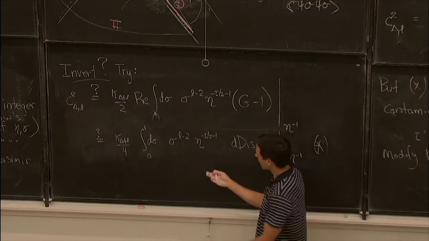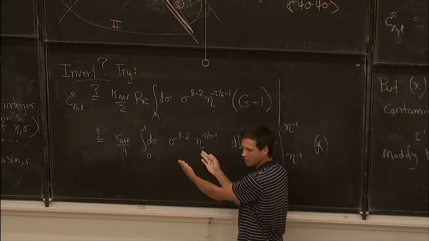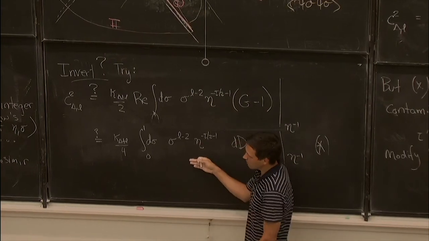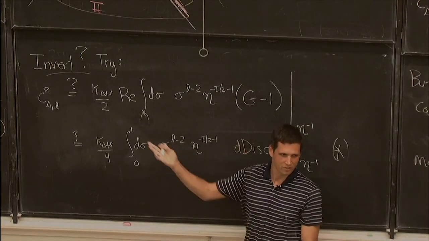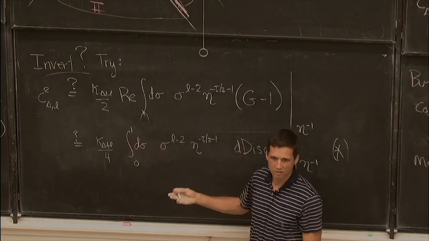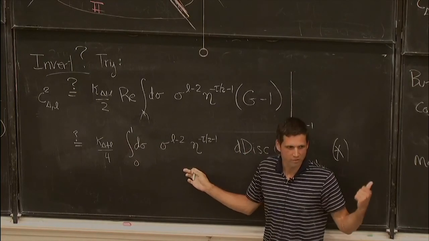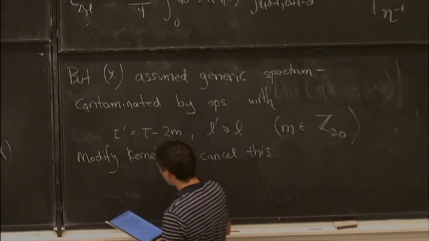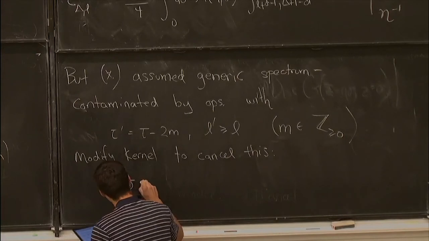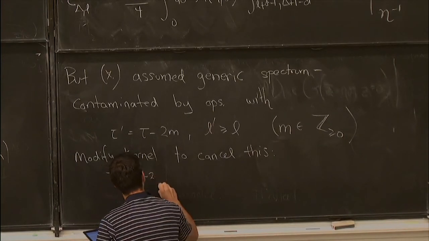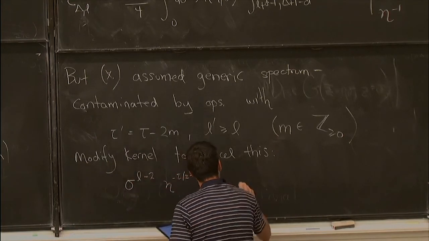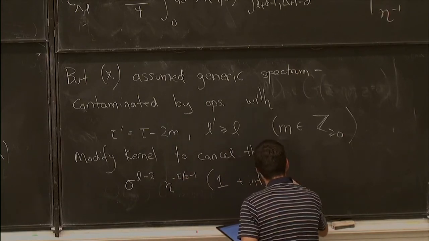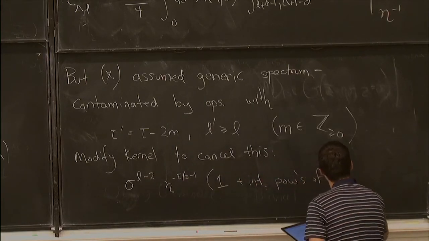So if you want the first correction to this in sigma, then you just demand that spin 4 operators are canceled. If you want the next correction in sigma, you demand that spin 6 operators get canceled. Similarly in eta, if you want the next correction in eta, you demand that these operators get canceled. You can do that by brute force, but there's a smarter way to do it. If you do that by brute force, you're going to end up with a kernel that's sigma to the L minus 2, eta to the minus tau over 2 minus 1, times 1 plus integer powers of eta and sigma.